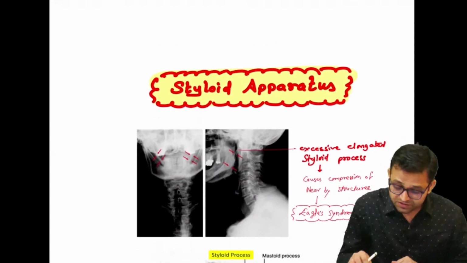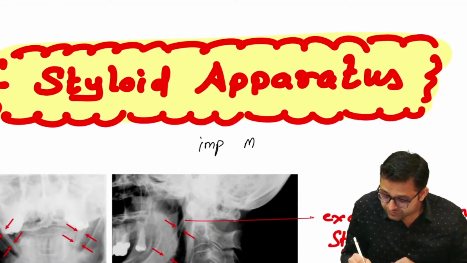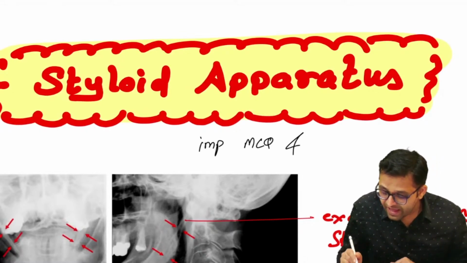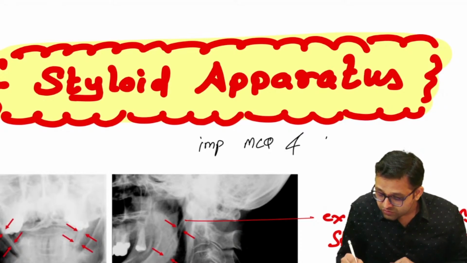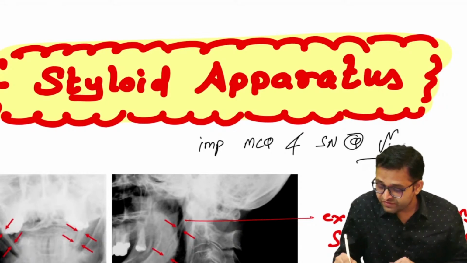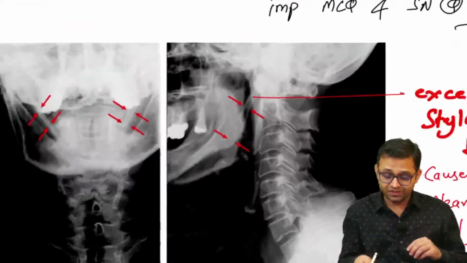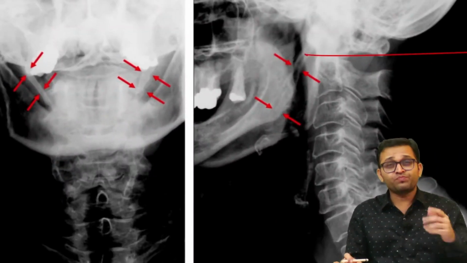This styloid apparatus is important for MCQ as well as short note during the first MBBS. Also remember, it is a favorite question for the Viva because it has integration with your embryology. Okay, so please ask if any doubt.